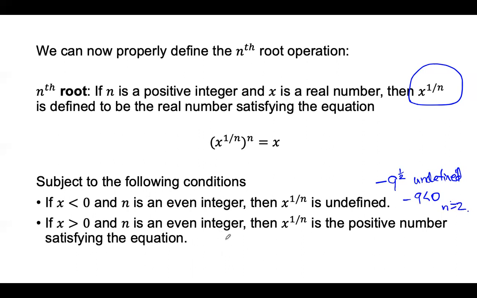An example of the second one would be, let's say 16, that's positive, to the exponent 1 over 2 is equal to, well, is this equal to 4 or -4? We have 16 is greater than 0, and we have n is equal to 2. So which one is it? 4 or -4? Because it can be the square root of +4 or -4. So it's the positive one, so not this one.